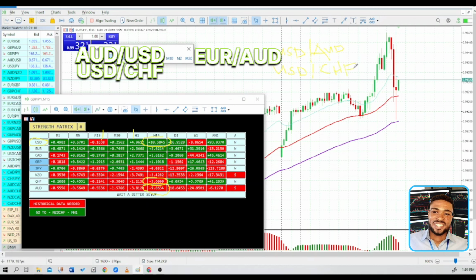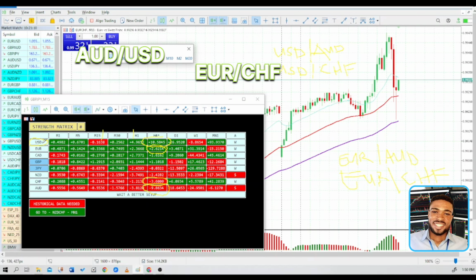We can also merge the Euro, which is strong. We can merge Euro with the AUD, and then Euro with the Swiss franc. It's really hard to write them out, so just bear with me. These are the currency pairs you can watch. You can also watch USD with the NZD. These are all the currency pairs I've watched.